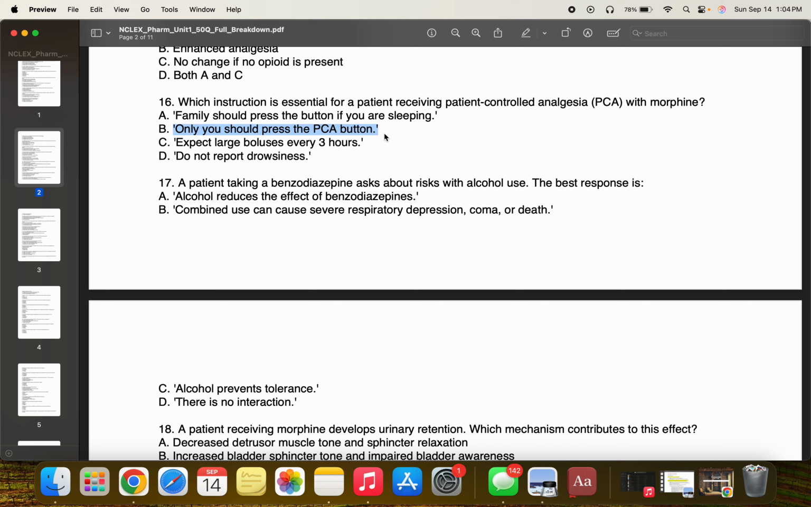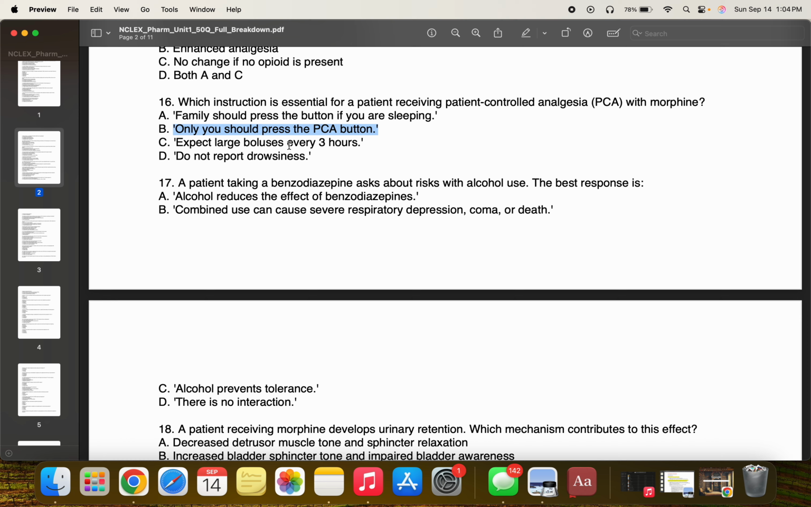The biggest thing, how you go through all these, your family shouldn't press your button. If you're sleeping and they're like, oh, they look like they're in pain, don't press it. I mean, that's just common sense. Large bolus every 3 hours. The entire point of this thing is it is one continuous way of dosing an opioid. So rather than getting, let's say 20 milligrams of whatever every 3 hours, you're going to get 1 milligram every 10 minutes.